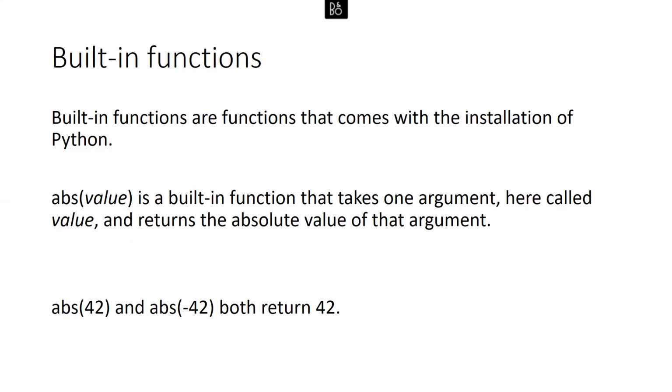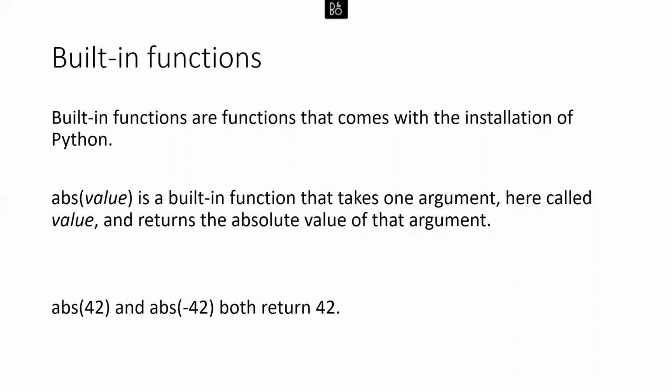Built-in functions are functions that come with the installation of Python. When you install Python, you will get a lot of pre-written code that you can use in your own scripts. This is packaged together in the standard library. It can be code for mathematical operations like calculating the n factorial or the trigonometric functions, or it could be functions to facilitate file handling.